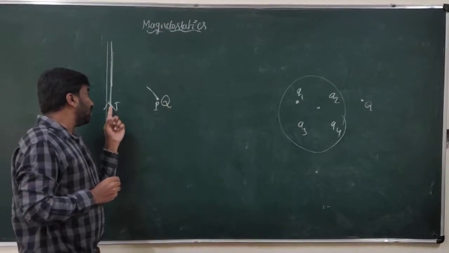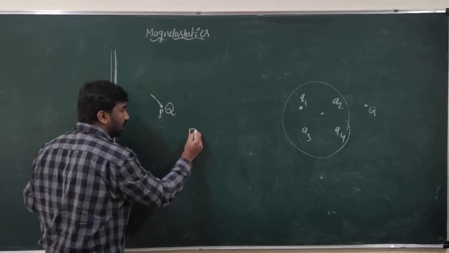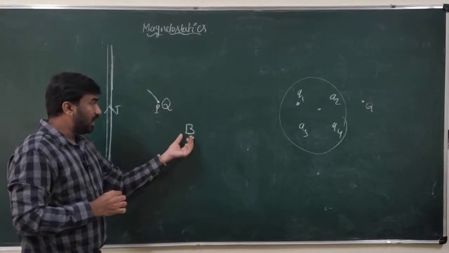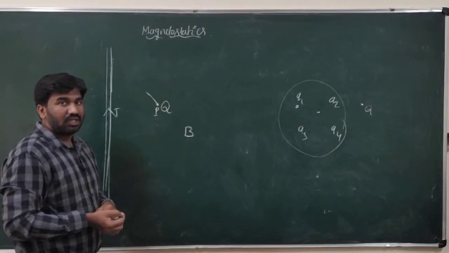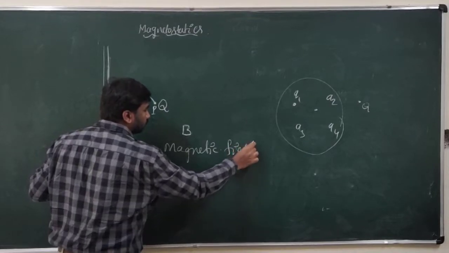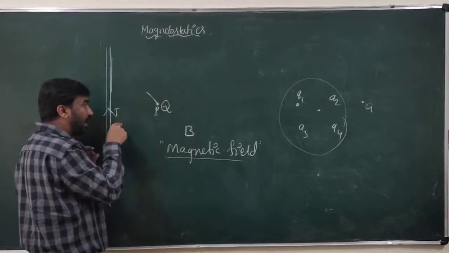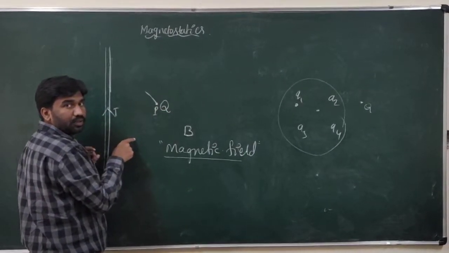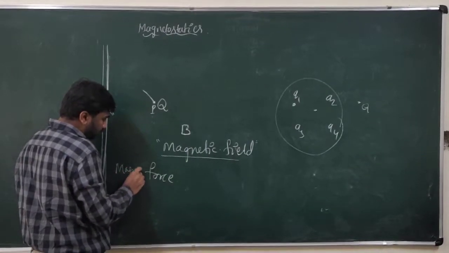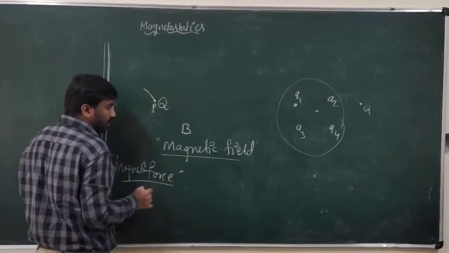So this moving current produces a magnetic field B. The magnetic field can be represented with the symbol B. This magnetic field exerts a force on this test charge Q. This magnetic field is produced by this moving current. The charge can feel this magnetic field only when the charge starts moving. The force exerted on this charge Q due to this magnetic field is called the magnetic force.